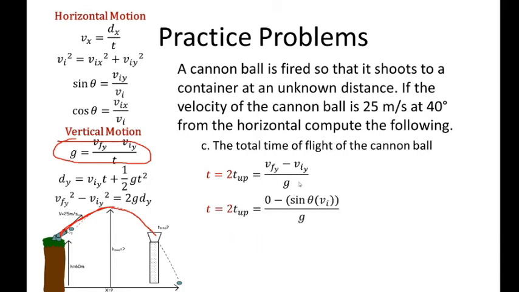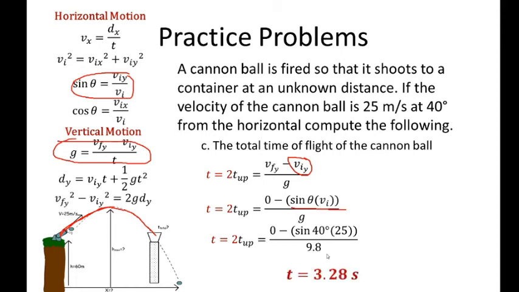We know that viy again is this formula right here. Substituting values, we have 0 minus sine 40 degrees times 25 divided by 9.8. So the answer is 3.28 seconds. We still have to multiply this by 2, and the answer is 3.28 seconds, or 3.3 seconds.